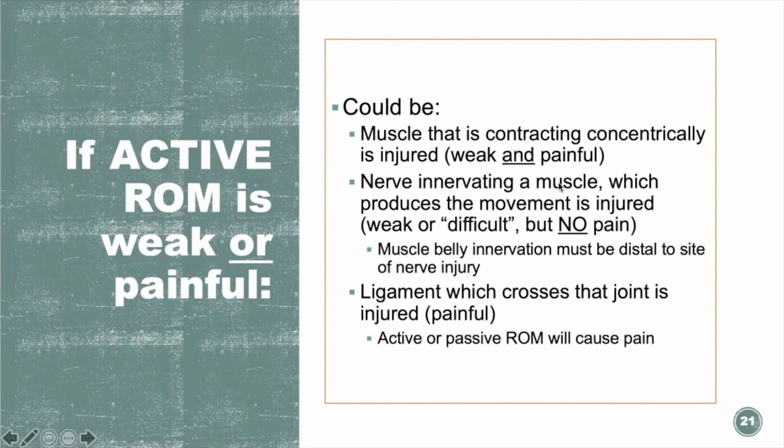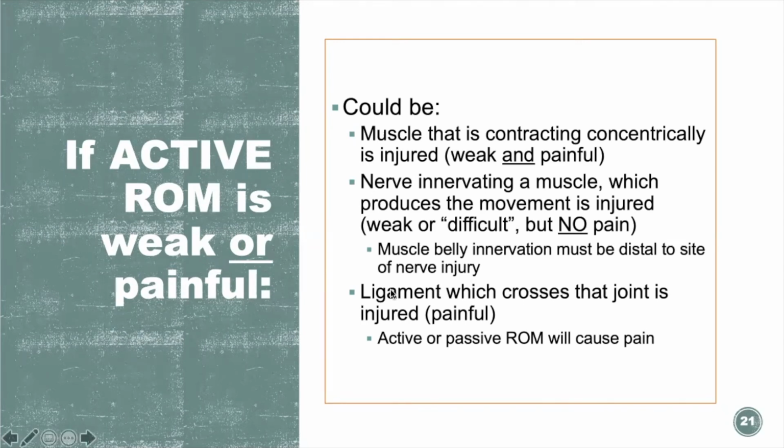The nerve that might be innervating the muscle, which produces the movement, could be injured. And it would be weak, or sometimes what we term as difficult. It's harder to do that, but there would be no pain associated with it. So, whereas with muscle you had both weakness and pain, with a nerve you would have weakness but no pain associated with it because we're dealing with motor nerves. Now, as a side note, we do need to make sure that the muscle belly innervation has to be distal to the site of the nerve injury, but that would be the case in the examples that we're using for this particular course.